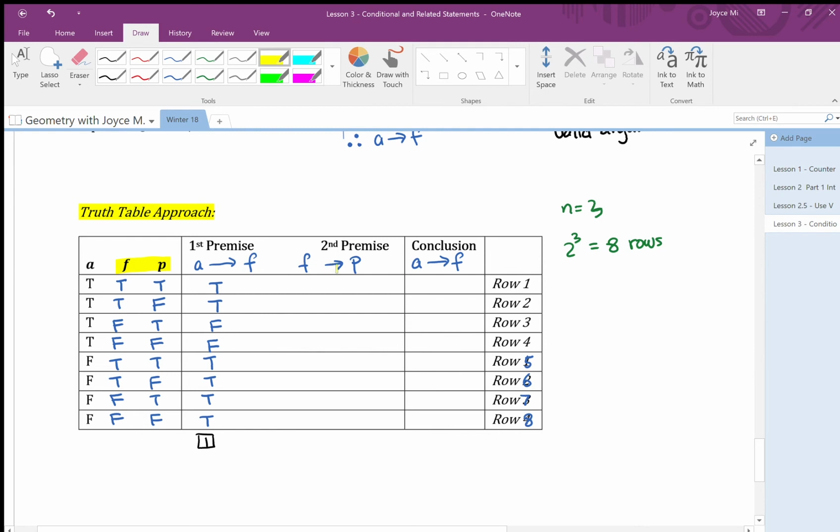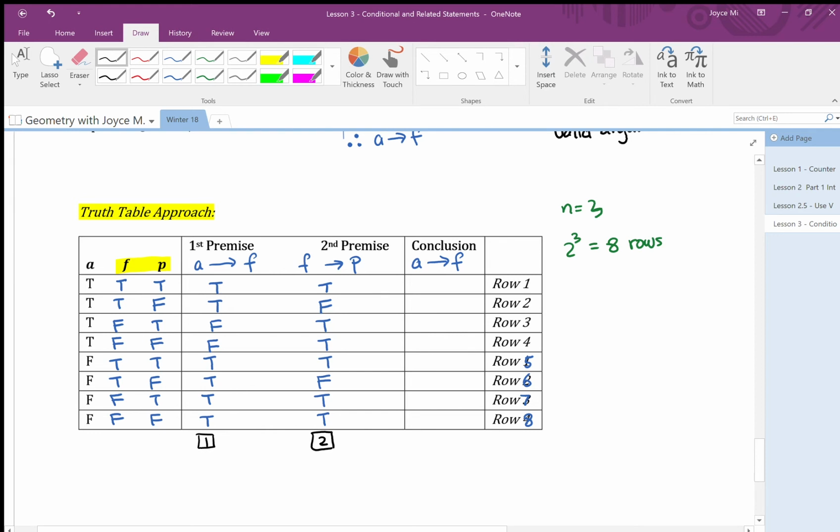So let's do it. The first one is true, true, so it's true. True, false is false, since true, false is false in a conditional. False, true is true, and false, false is true. True, true here is true. True, false is false. False, true is true. False, false is true. And I'm going to make that my column 2.